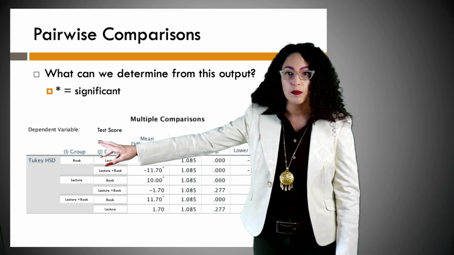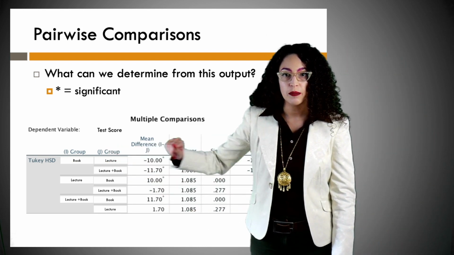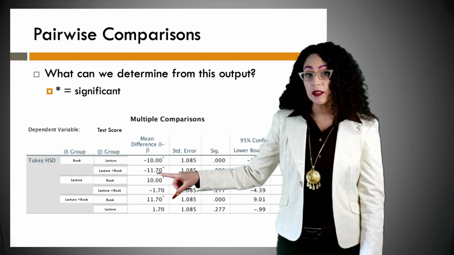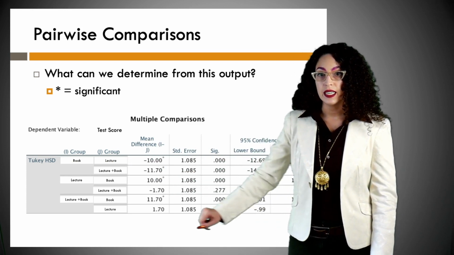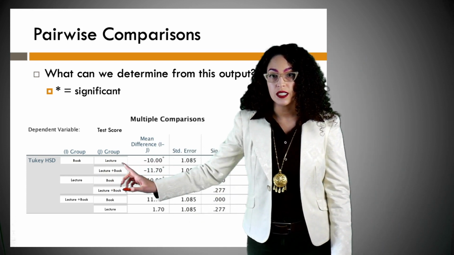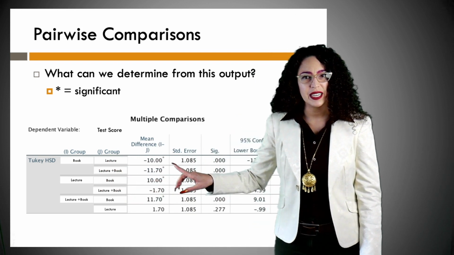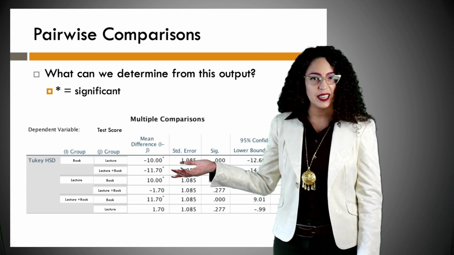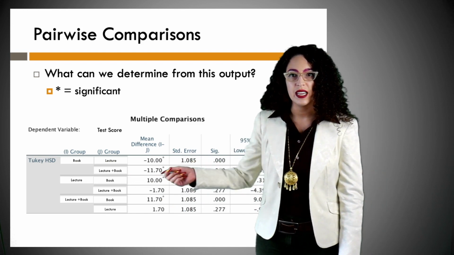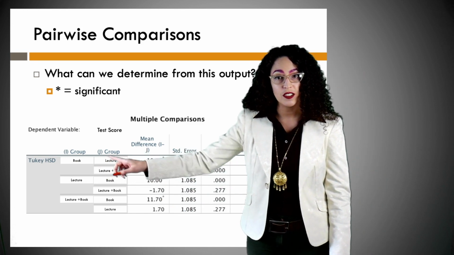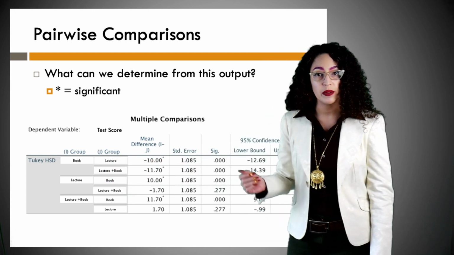Now let's see book versus people who did lecture and book. An 11.7 point difference, also significant. What about lecture versus book? Well, we already did that one. See, we have the negative 10, here's the positive 10, so we don't need to look at that again. We know that's a significant difference. We need to look at lecture versus lecture plus book. That's the other pair we need to look at.